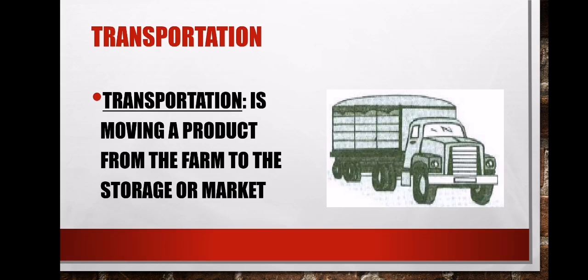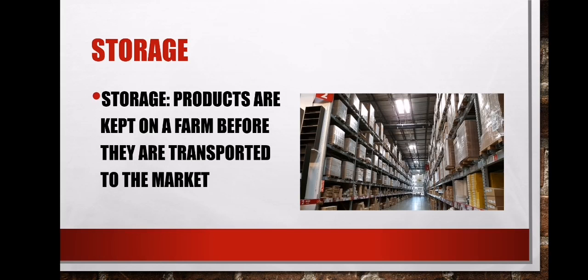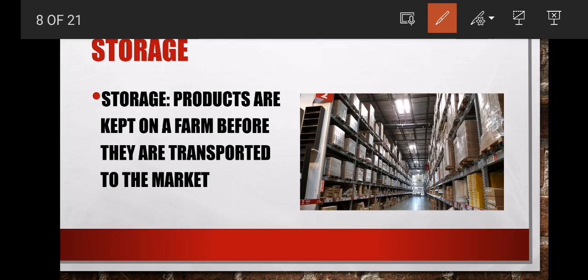What is the other one that we are supposed to talk about? Storage. Take note of this one, people. I will try to make a difference between these two types of storage. You will see on the next slide. When we look at storage, we are saying products are kept on a farm before they are transported to the market. It's whether you keep the products in a farm before you transport them to the market, or we keep the products in a warehouse.